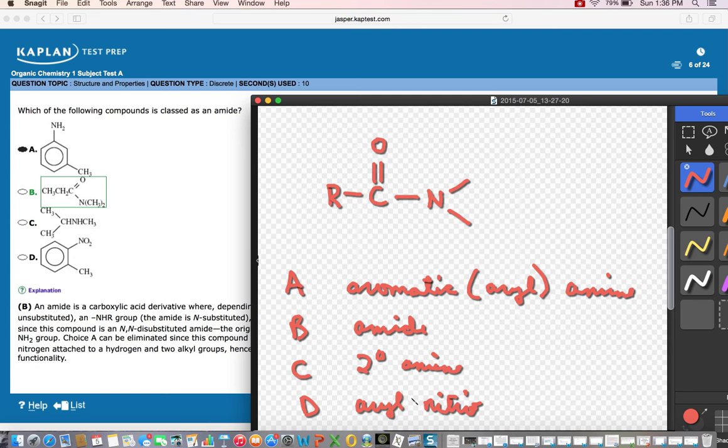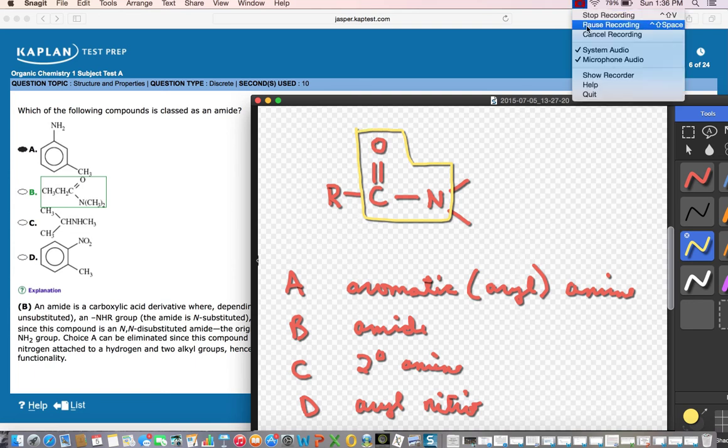Only B has the carbonyl. The carbonyl is an essential piece in the amide. So here's the amide part right here. If you don't have the carbonyl, you do not have an amide.